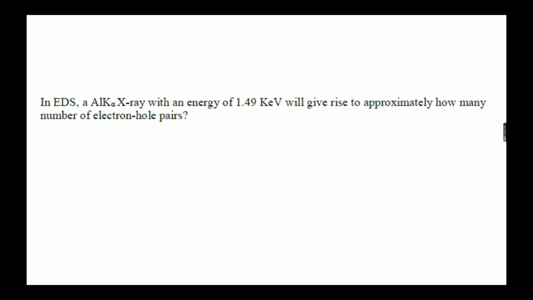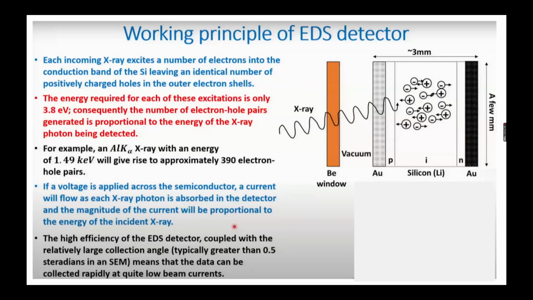Okay, fine. So I think the answer which you gave is right. There is a range actually. If you read how we can get the electron hole pair numbers, here they have given that the energy required for each of this excitation is only 3.8 electron volt. Consequently, the number of electron hole pairs generated is proportional to the energy of the X-ray photon being detected, right?